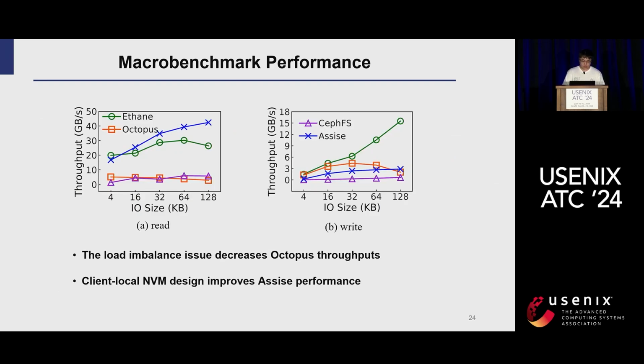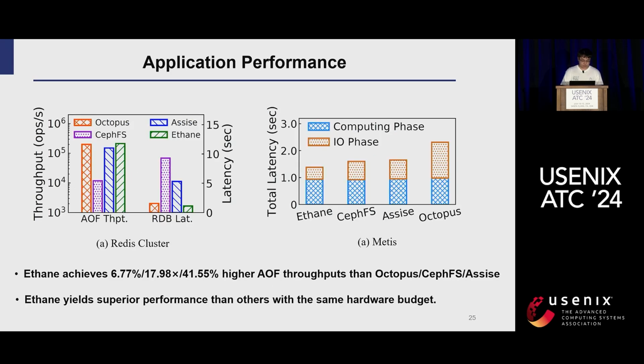Those two figures show the throughput of FIO benchmarks. Ethane performs close to Assise in data read and scales much better than others in data write. We find that the load imbalance issue decreases Octopus throughput. Client local NVM design improves Assise performance.